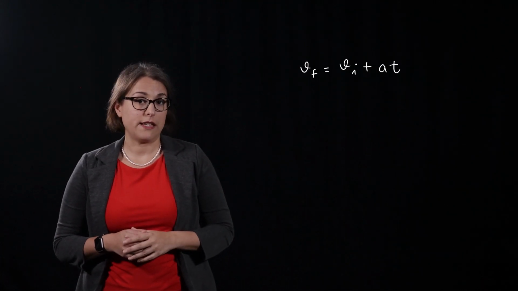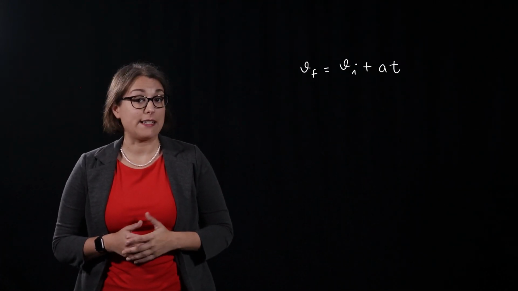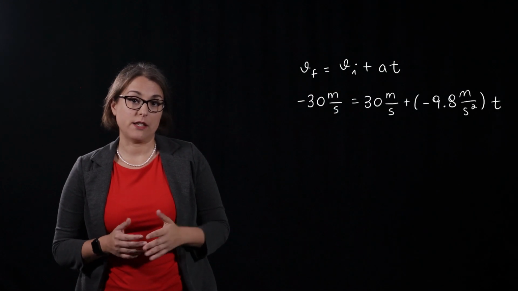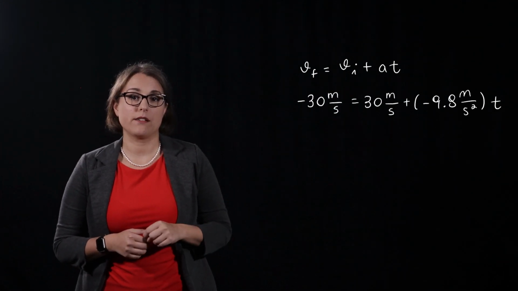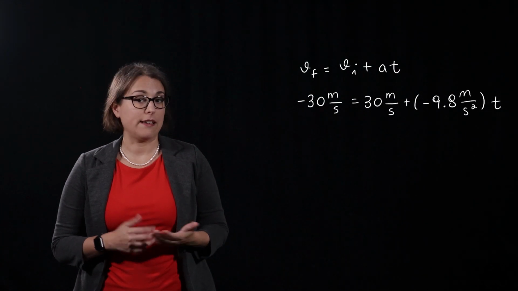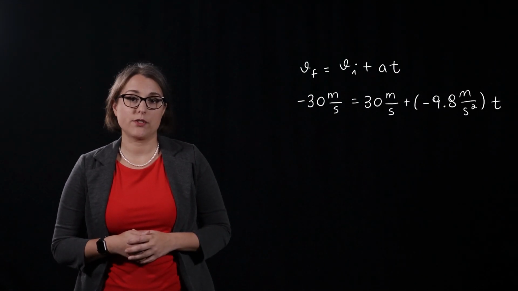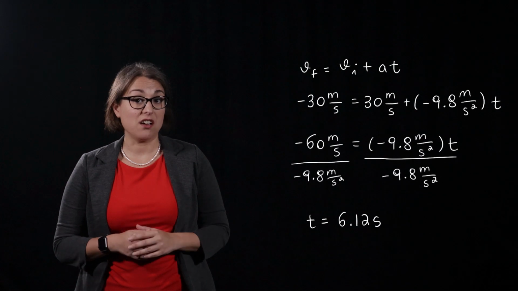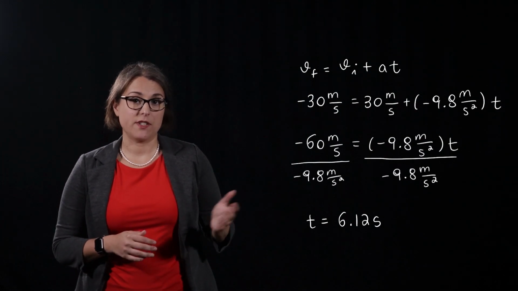Use v final equals v initial plus a times t. V final equals negative 30 meters per second. V initial is positive 30 meters per second. A is negative 9.8 meters per second squared. Plug and chug, and we find that the time is 6.12 seconds.